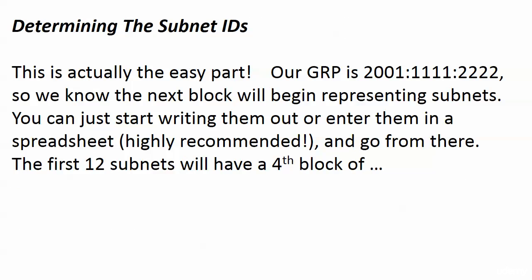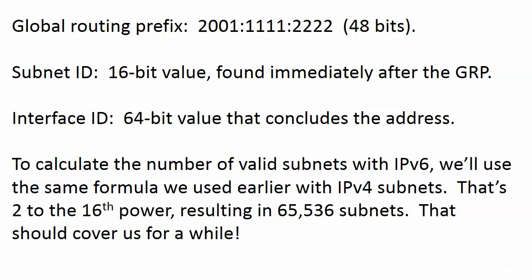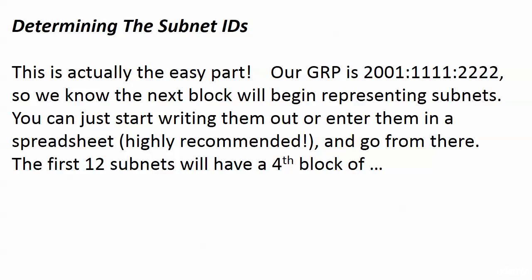Now, let's talk about determining the subnet IDs, because frankly, this is easy. Once you know where the GRP is, right there at the beginning, 48 bits, and the interface ID is 64 bits, your subnet ID is right in the middle. We know that the fourth block from left to right is going to represent subnets. You can just start writing them out, or on the job especially, you should enter them in a spreadsheet and go from there, because if the IANA is going to all this trouble of being super organized, by golly, we should do the same.